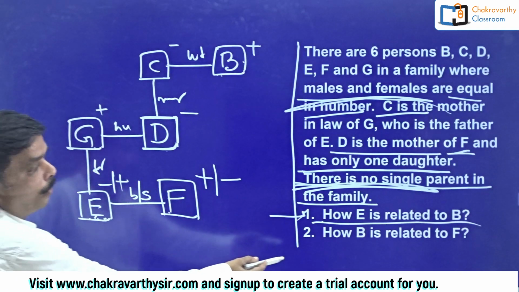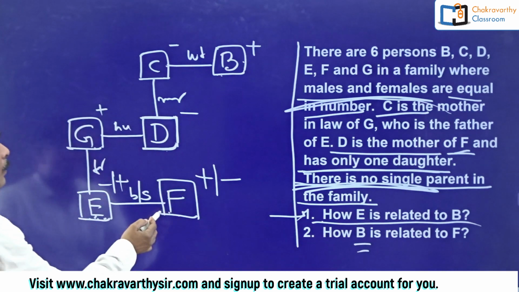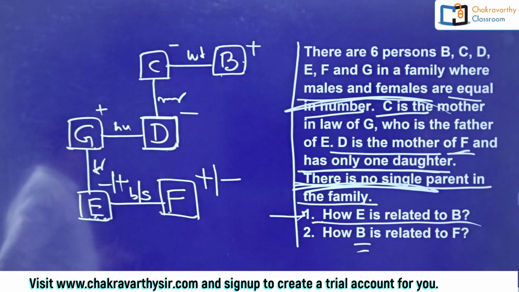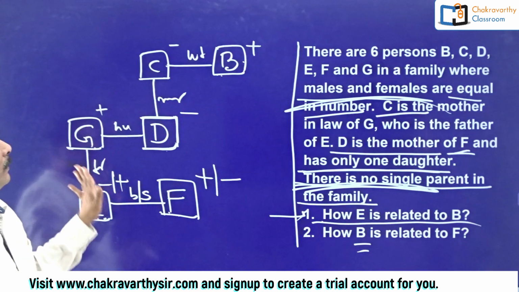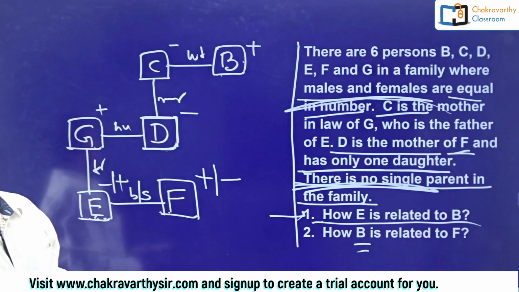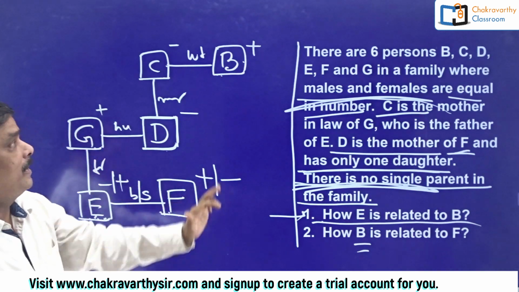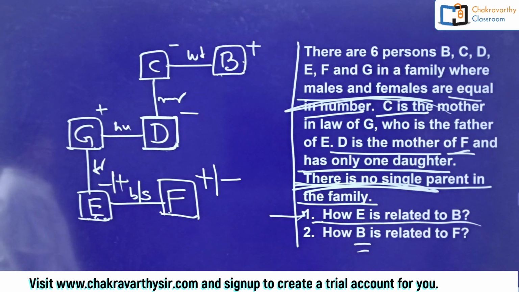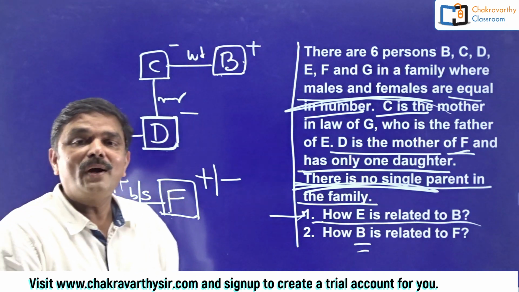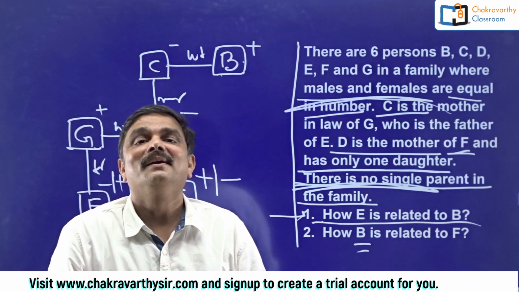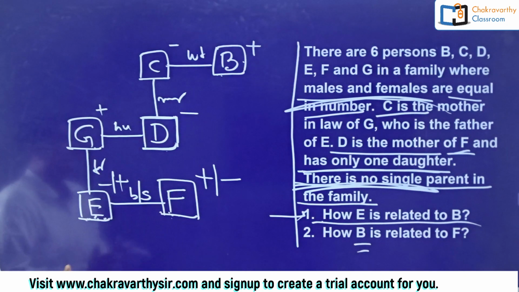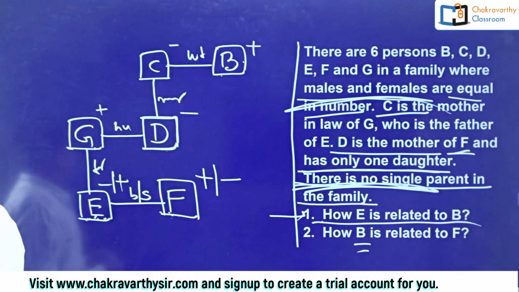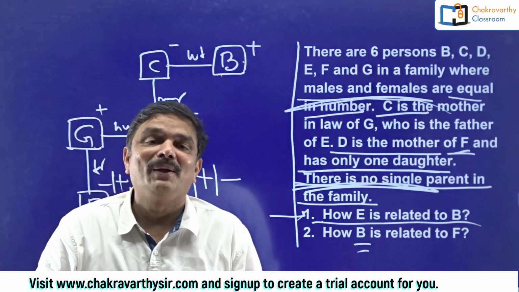Okay. Now how B is related to F? This one I can say confirmly, because I know the relationship and gender of B. B must be grandfather of both E and F, whereas E and F are grandchildren of B. This is the way. Hope you understood this one, students. This is how exactly I discuss the questions in our regular courses.